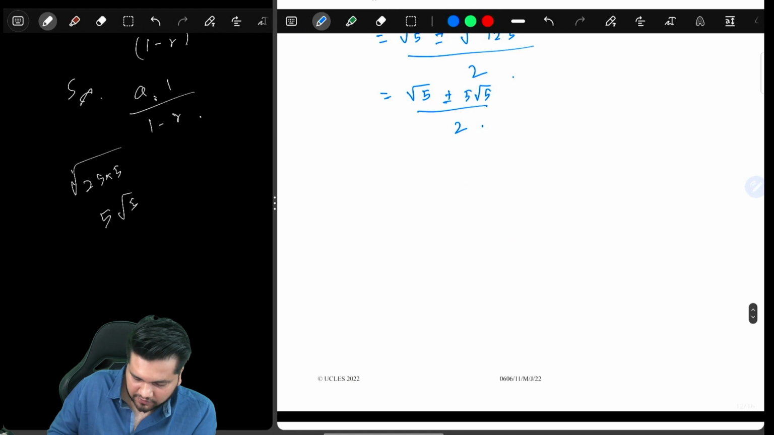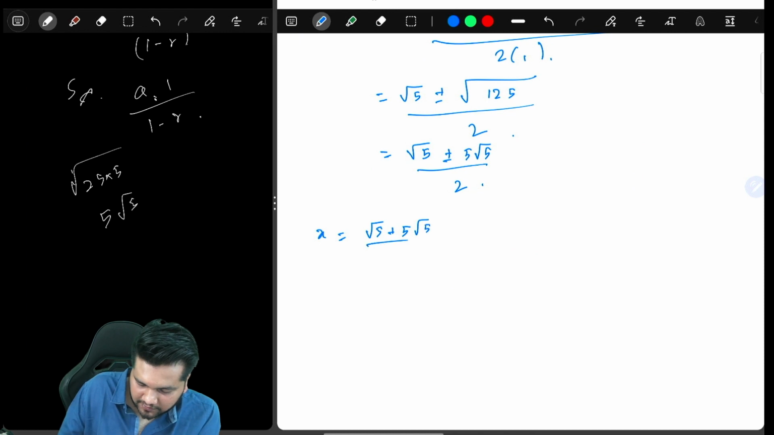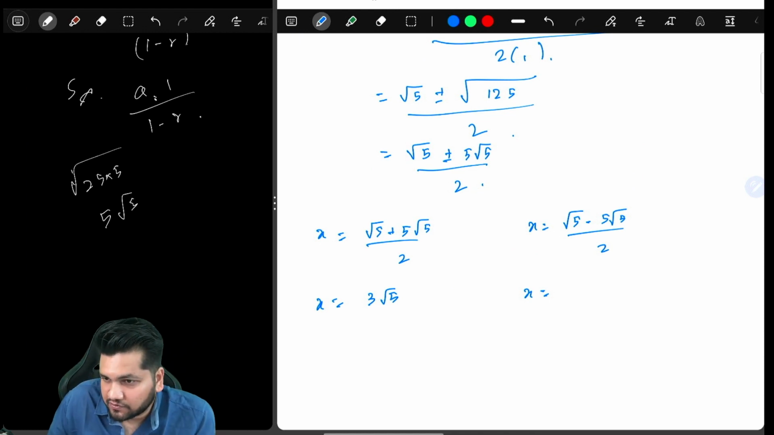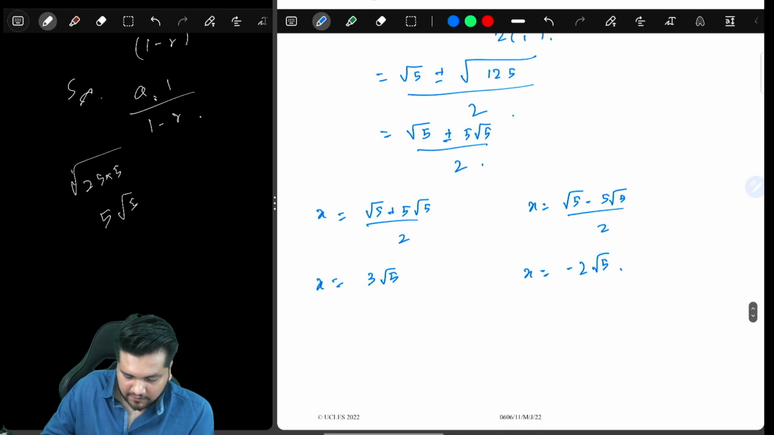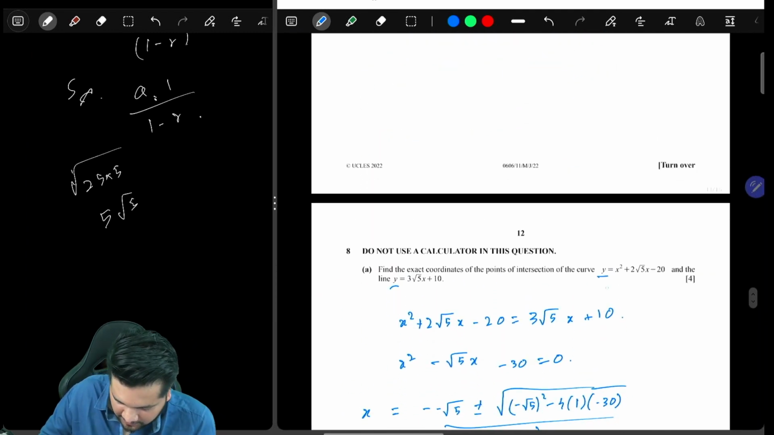So we'll get two values of x. One x would be root 5 plus 5 root 5 upon 2, and the other x would be root 5 minus 5 root 5 upon 2. So obviously x is going to be 6 root 5 by 2, which is 3 root 5, and here x is going to be root 5 minus 5 root 5, so minus 4 root 5 by 2, which is minus 2 root 5.